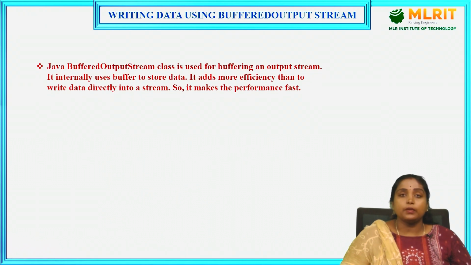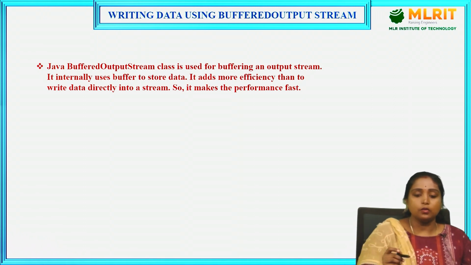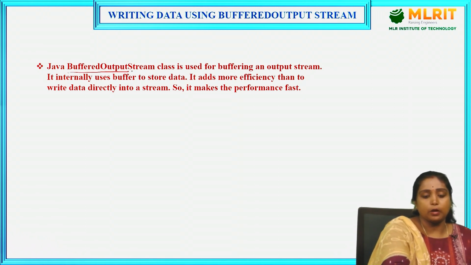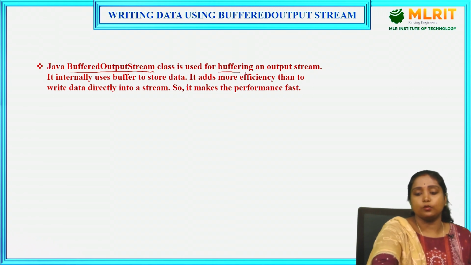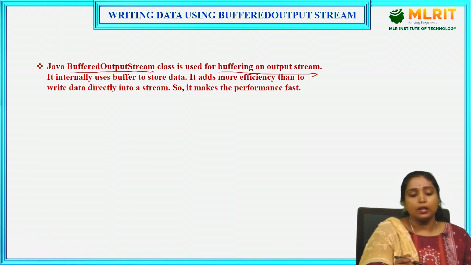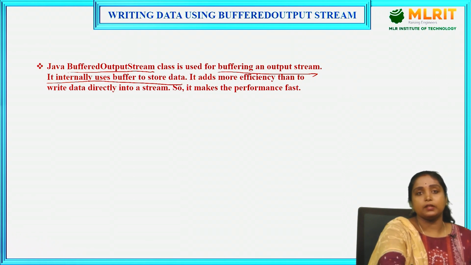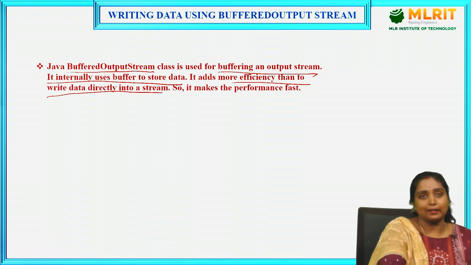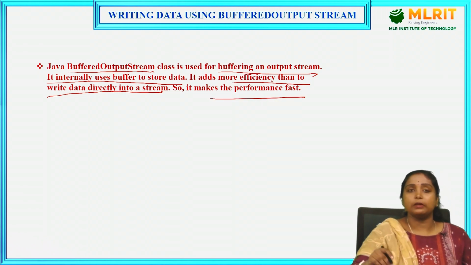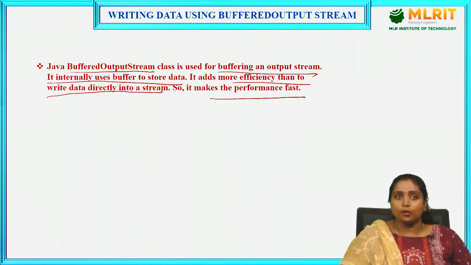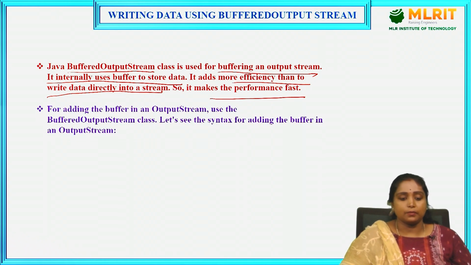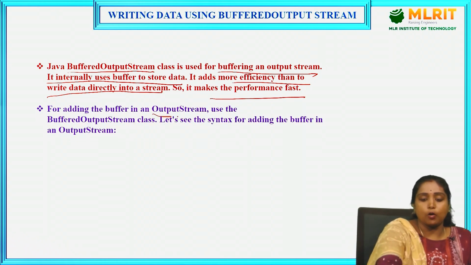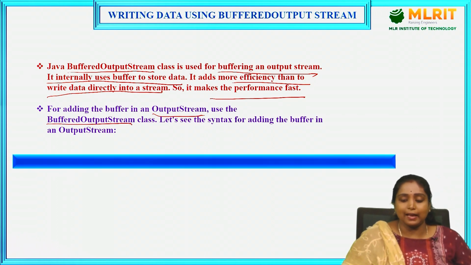Next, writing the data using the buffered output stream. How are you going to use a buffered output stream? The buffered output stream class is used to buffer an output stream. It internally uses a buffer to store data, so it is more efficient than writing the data directly into the stream, and the performance of this stream will be very fast. For adding a buffer to the output stream, we use the buffered output stream class, and here is the syntax.